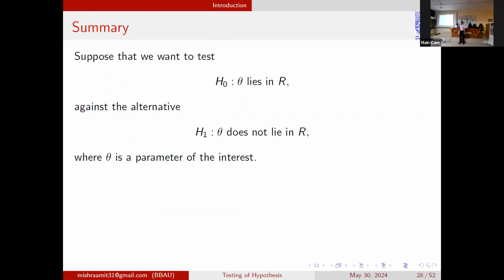You will always have a parameter in which you are interested. That can be proportion, that can be mean, that can be variance, that can be anything. And that parameter, you will have some possible ranges. For example, mu less than 1.5. That will be the null hypothesis. And alternate will be, it is not in that area. That will be some alternate thing.